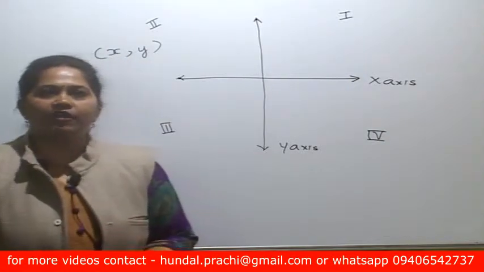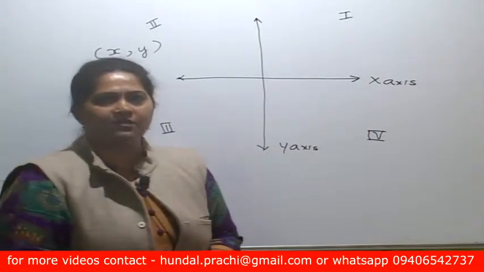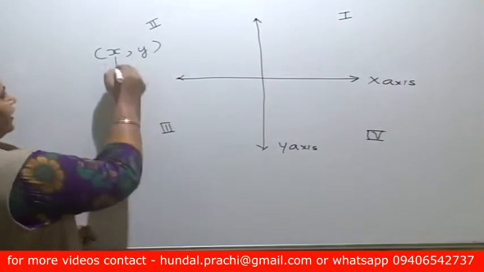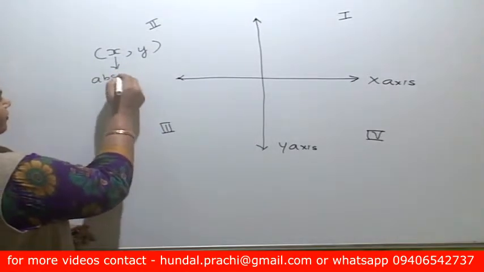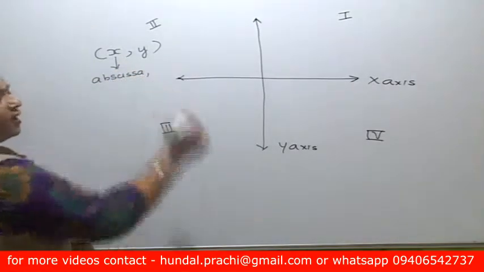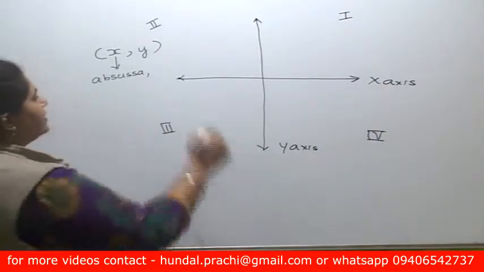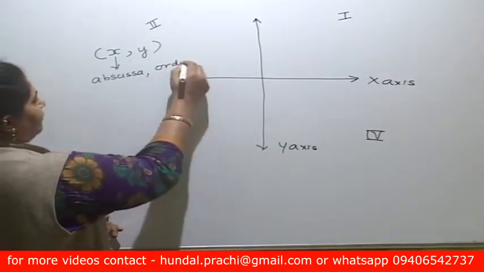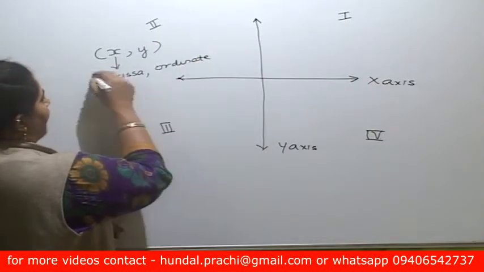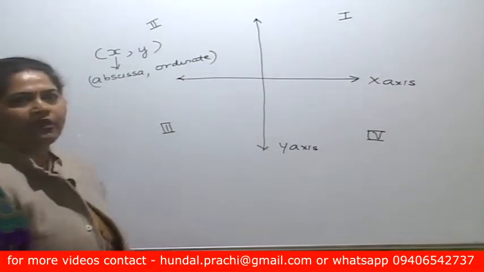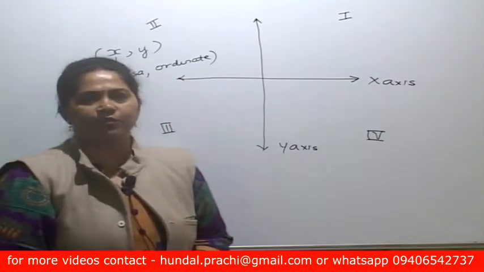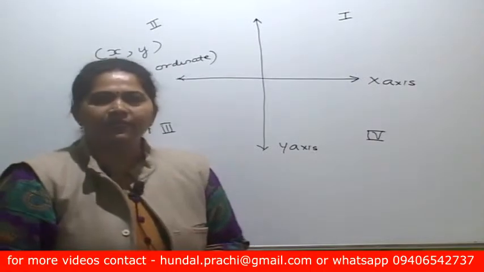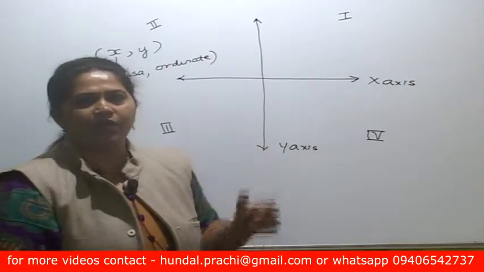The x coordinate of the point is known as the abscissa. This x coordinate is always written first. The y coordinate is simply known as the ordinate, and together the abscissa and ordinate of a point are known as the coordinates of the point. What do you mean by coordinates of a point?